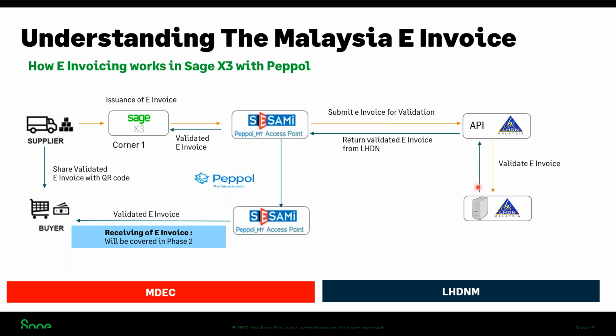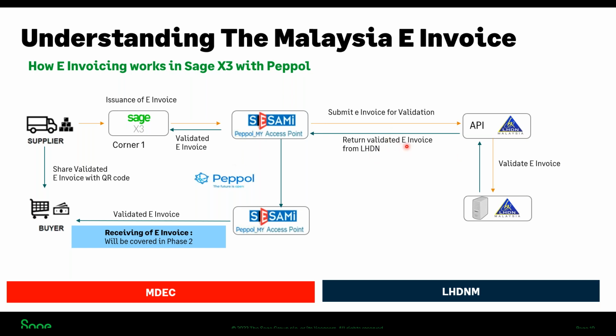And if your invoice is okay, everything is okay, no issue, it will return a validated e-invoice. Even if your invoice has an error, it will also return the status of your e-invoice and where the error is coming from. Don't worry, we will capture this during the live session later.